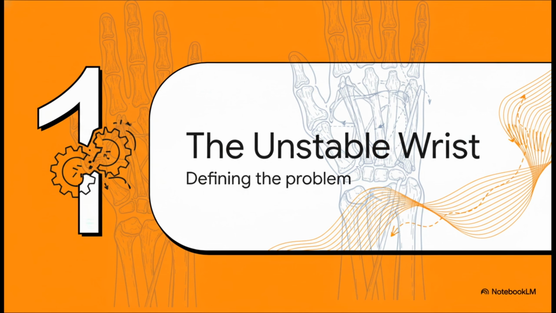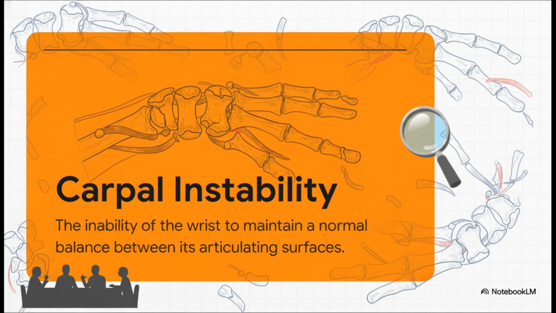So what happens when this perfectly engineered machine does break down? Well, that's what this is all about. We're getting into the unstable wrist. So what exactly is carpal instability? Well, I want you to imagine the bones in your wrist like a really finely balanced stack of blocks. Instability is what happens when the glue, the ligaments that hold those blocks together, gets damaged.